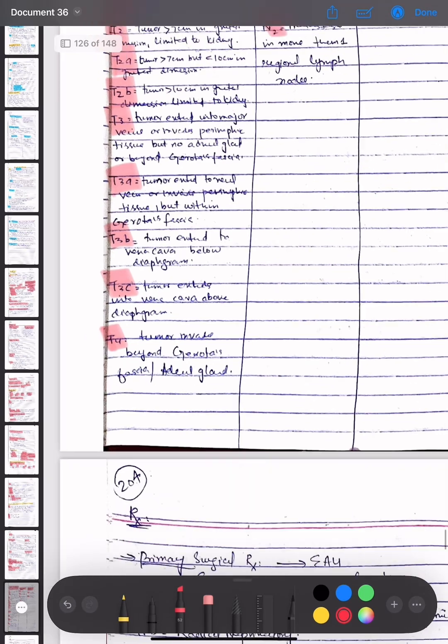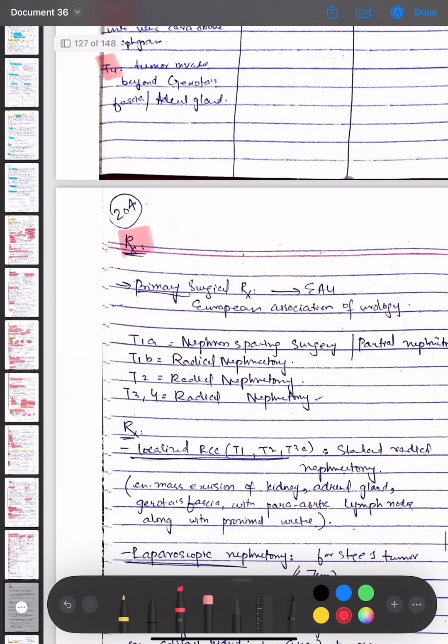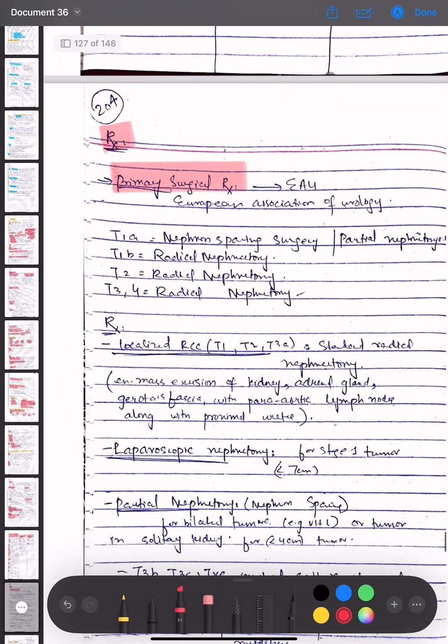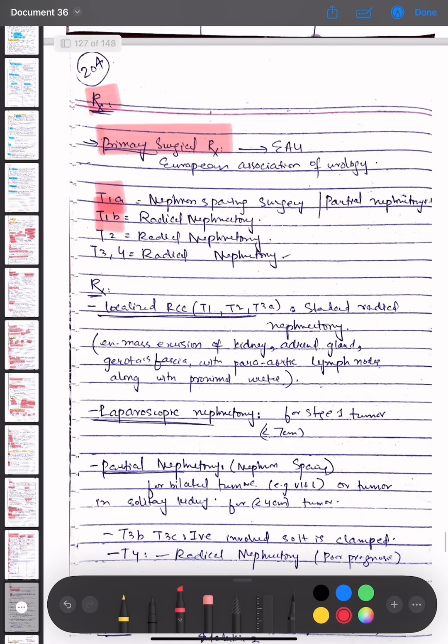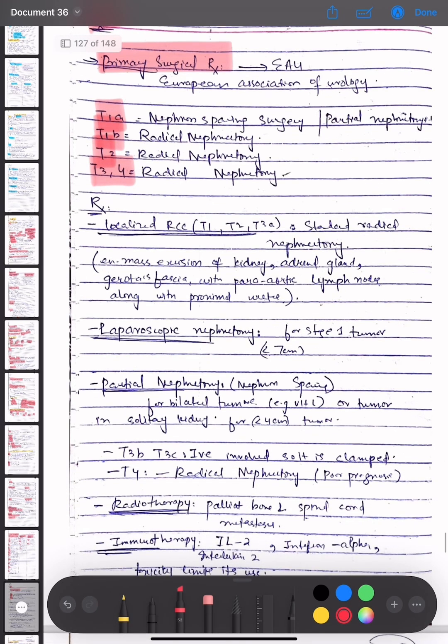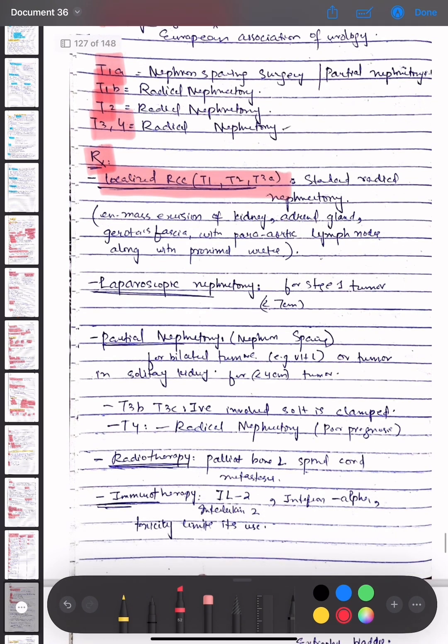Okay, now the treatment options for renal cell carcinoma are primary surgical treatment, according to the European Association of Urology. For T1A, nephron sparing surgery or partial nephrectomy is done. For T1B, T2, and T3, radical nephrectomy is done. The treatment options for localized renal cell carcinoma, that is T1, T2 and T3A, are standard radical nephrectomy, mass excision of the kidney, adrenal gland, Gerota's fascia with para-aortic lymph nodes along with proximal ureter. Now laparoscopic nephrectomy is done for stage 1 tumor that is less than 7 cm.